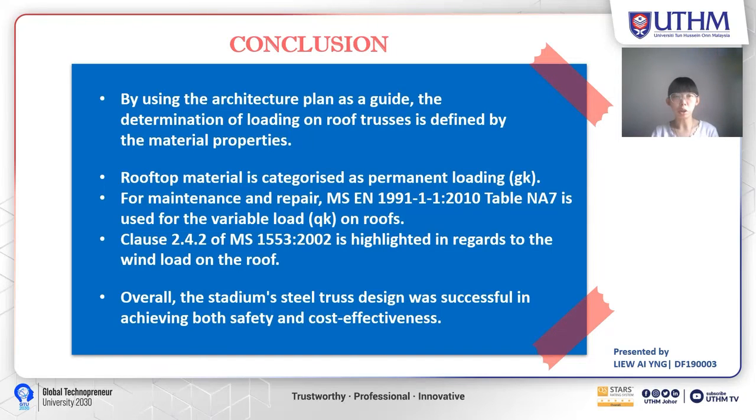By using the architecture plan as a guide, the determination of the loading on the roof truss is defined by the material properties. The rooftop material is categorized as the permanent loading. For the maintenance and repair, MS EN 1991-1-1:2010 from the table in National Annex 7 is used for the variable load on the roof, while Clause 2.4.2 of MS 1553:2002 is highlighted in regard to the wind load on the roof. This is because the stadium is subjected to wind load.